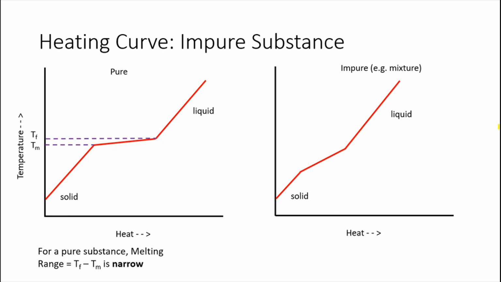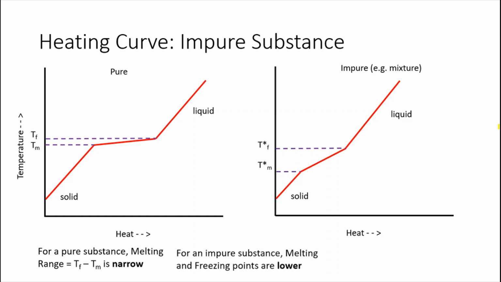So notice that if I again apply my criterion of taking the point at which the temperature starts reaching that plateau as the melting point, the new melting point is over here. And again, the new freezing point would be over here. And what you can see when you compare them to the ones on the left side is that for an impure substance, the melting and the freezing points are lower.